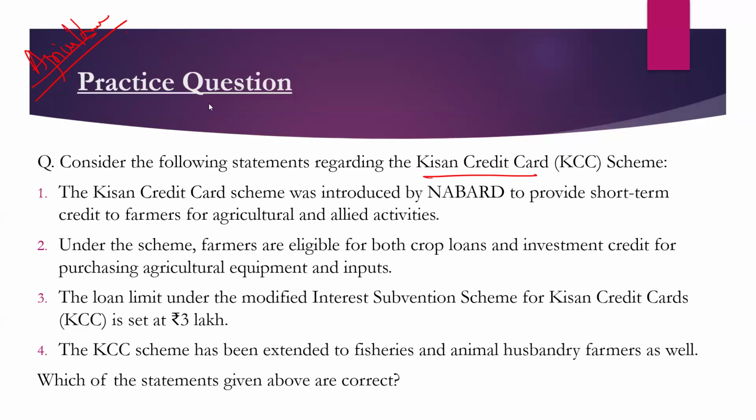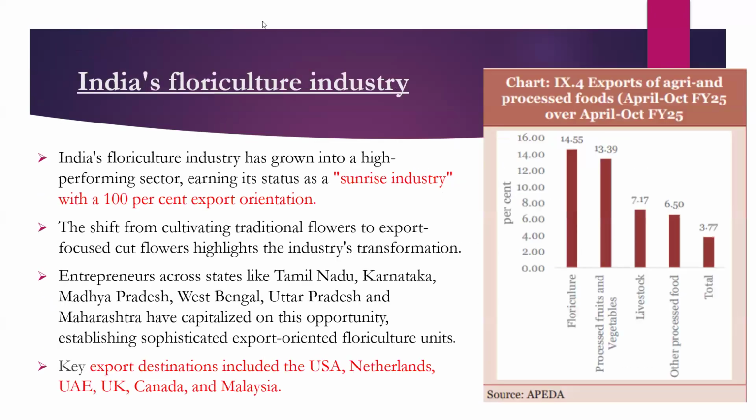Let's see the answer here. We'll go through the content and then we'll try to answer that question. The first and foremost thing in India's agriculture sector: the industry which has grown the most, especially with respect to exports, is floriculture. If statements are given and you have to select out of four options, you should know that when we talk about exports of agri and processed foods, floriculture has grown exponentially, higher than processed fruits, vegetables, even livestock. You should know this.